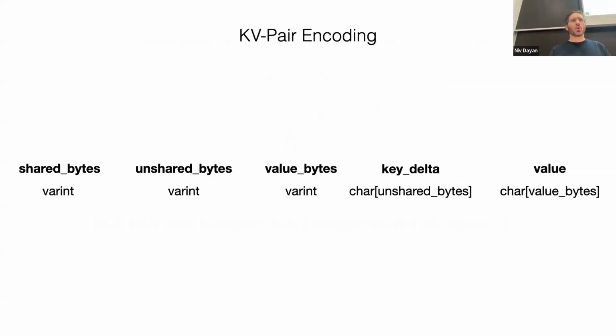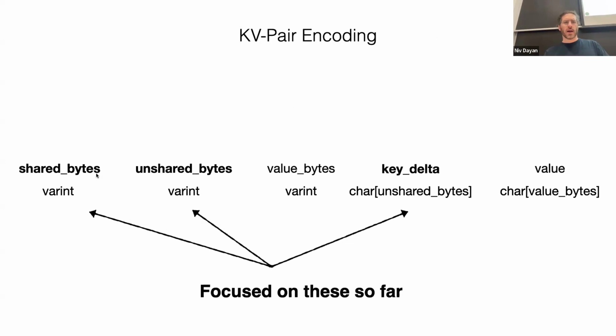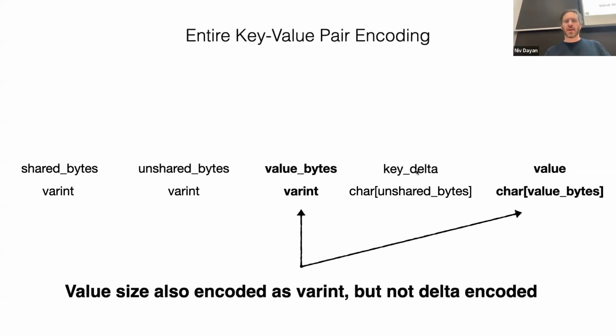Okay, so here's actually how the whole encoding for 1 key value pair looks. I talked to you about these shared and unshared bytes, and I talked to you about the key. I'm using this slide just to point out the size of the value, right? The value is also variable length. So you also have to have a varint that tells you what the size of the value is. And then the entire key value pair is just a contiguous sequence of these bits that tell you exactly how large the key is, how long the value is, and how many bytes are shared with the previous key. Okay, good.